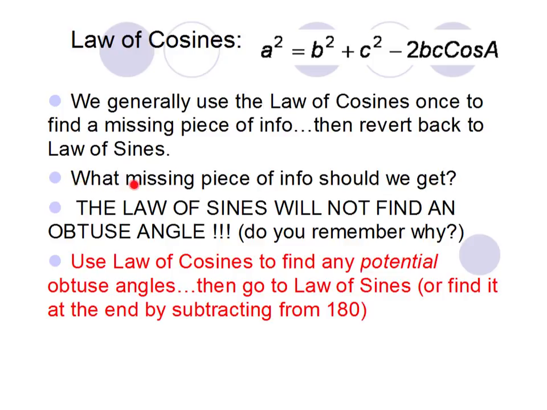Now, what is the missing piece of information that we should get using the law of cosines? Well, sometimes it doesn't matter. Sometimes you just use what you can. There's one thing, though, that you have to recall, and that is that the law of sines will not ever find an obtuse angle for you. Do you remember why? Nice little refresher from earlier when we were doing trig in chapter 4.